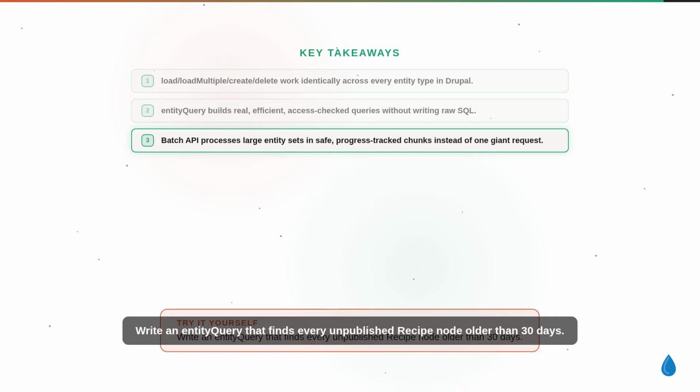Write an entityQuery that finds every unpublished recipe node older than 30 days.